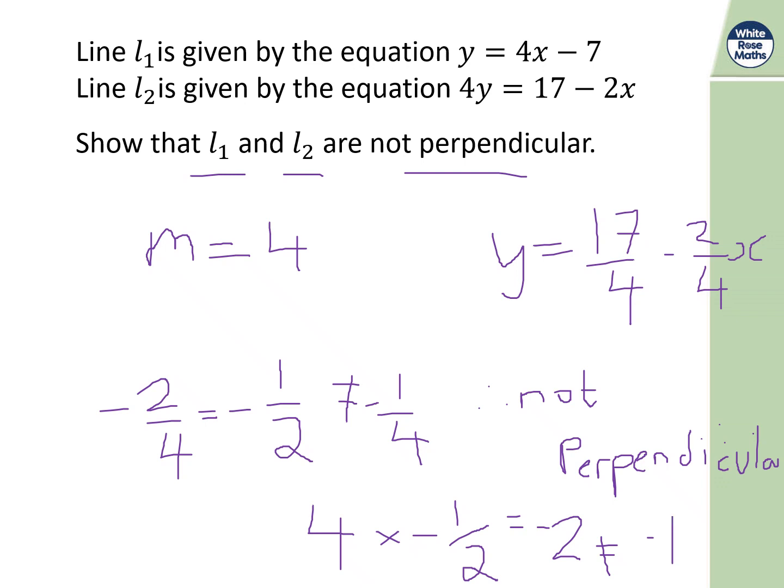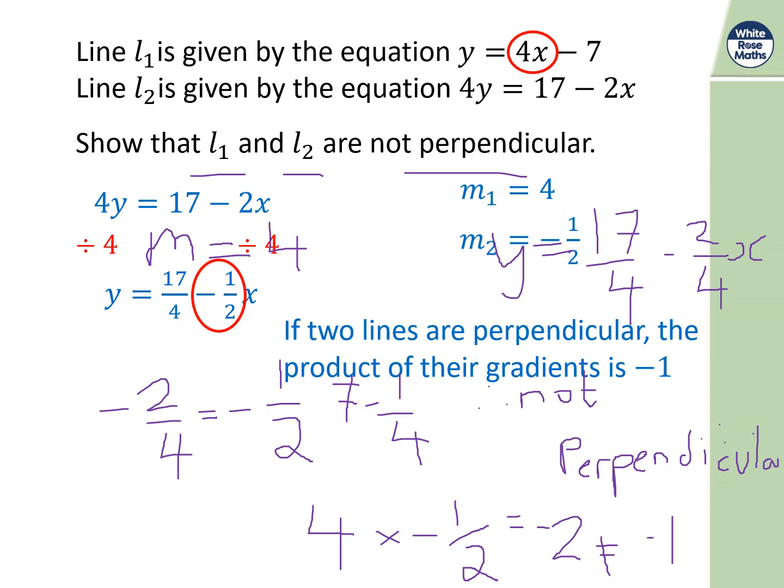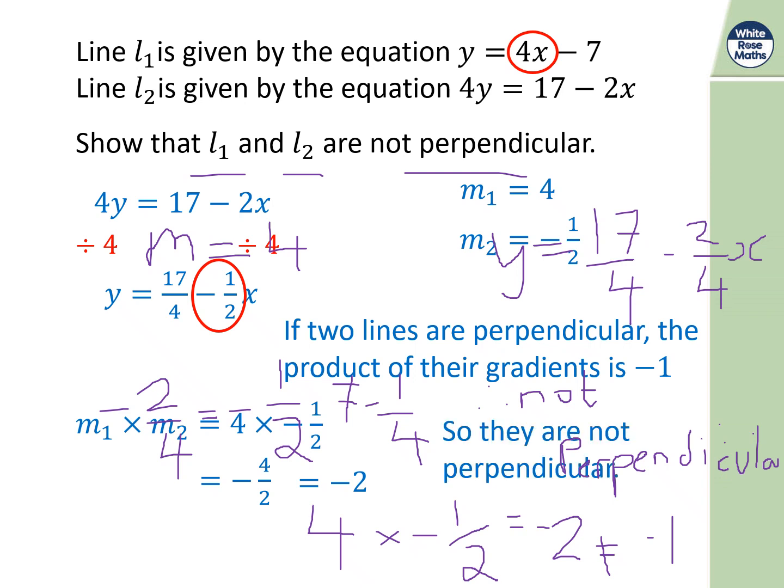So that's my answer for that one, guys. Here is the White Rose Maths answer. M1 for L1 is equal to 4. For L2 they rearrange it the same as I have, so y is equal to 17 quarters minus a half x, because 2 quarters simplifies to a half. Here is the key part, guys: if two lines are perpendicular, then the product has to equal minus 1. 4 times minus 1/2 gives us minus 2 and not minus 1. Minus 4 halves, so therefore they're not perpendicular.